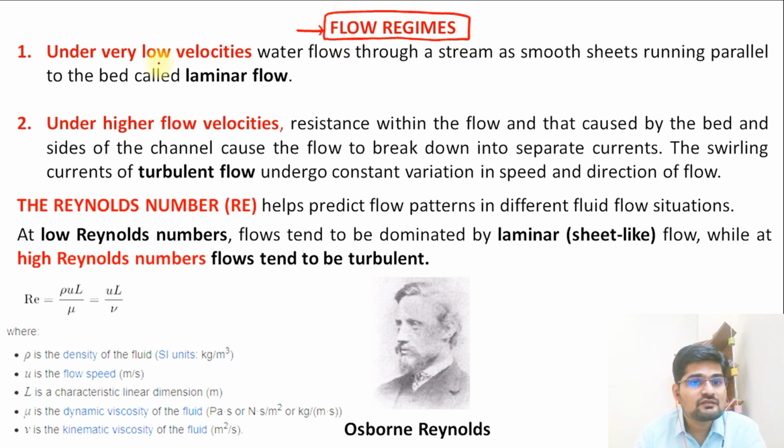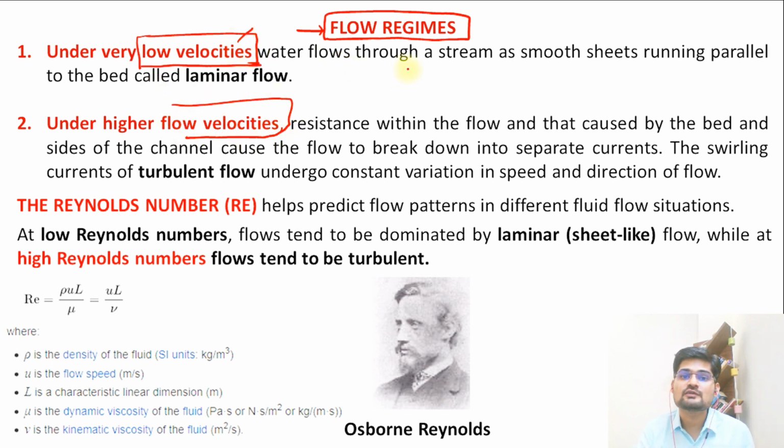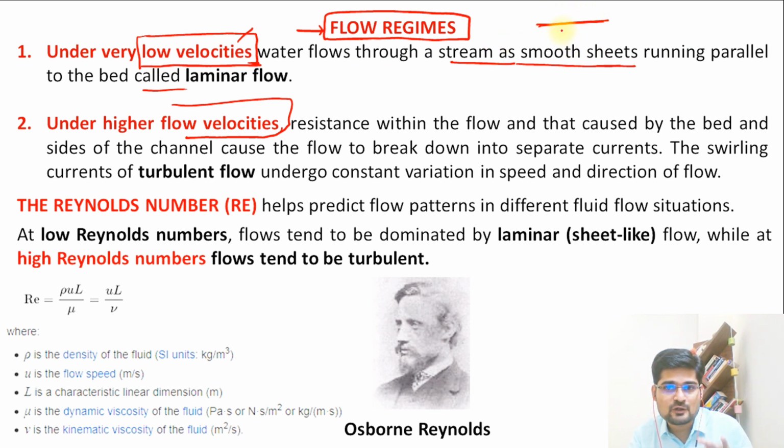Along with it, something more important to remember is the flow regimes, how this flow happens. Remember we have learnt about channel velocity. There are two cases: either low velocity or high velocity. During low velocity, water flows through the stream as smooth sheets running parallel to the bed. It is very low when there is scanty water, and it is very slow. At low velocity, it flows almost parallel to the bed, and that kind of flow is called laminar flow. Remember, lamination, just like sheets, that is where it is laminar flow.